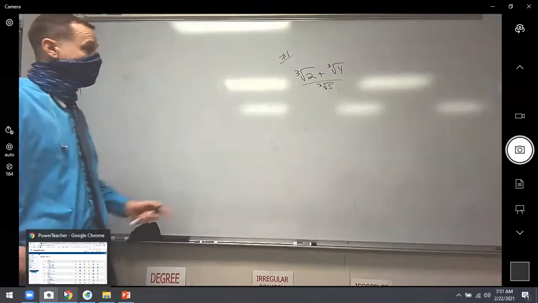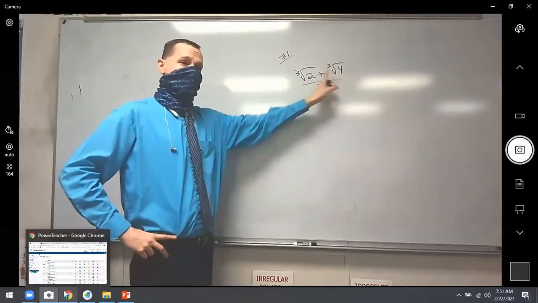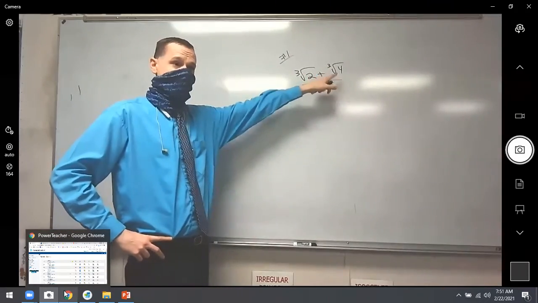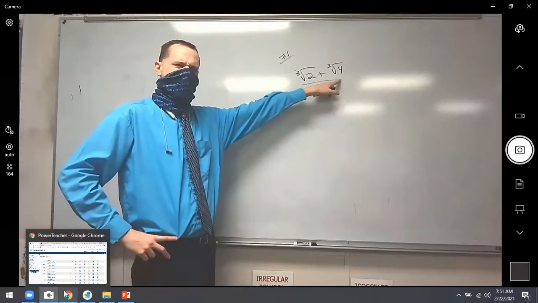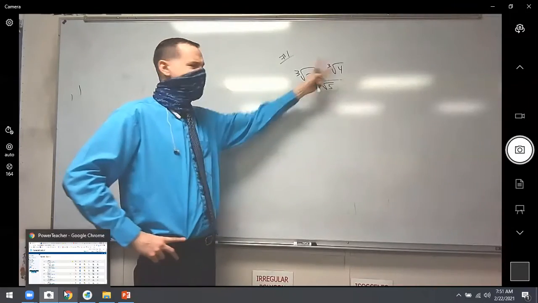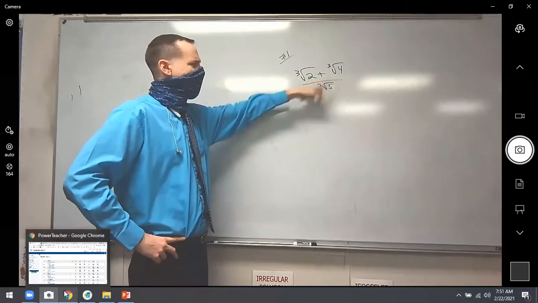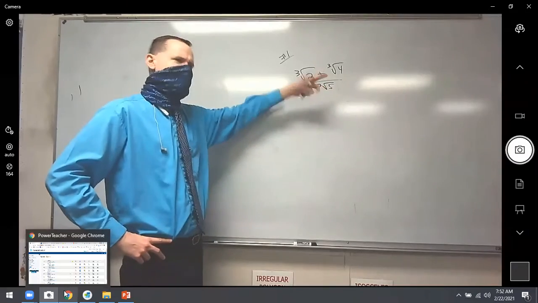There's not a lot you can do. You can't add these things. They're not like terms. That's the cubic root of 2, right? That's the cubic root of 4. There's nothing really you can break this down into either, can you? I don't think there are any perfect cubes going in. So there's not a lot you can do on top. And you can't really divide them because they're different things here too. So it seems like you can't do anything.